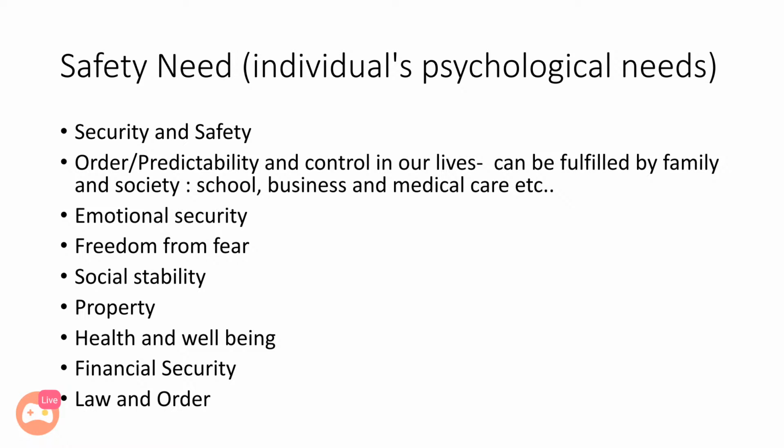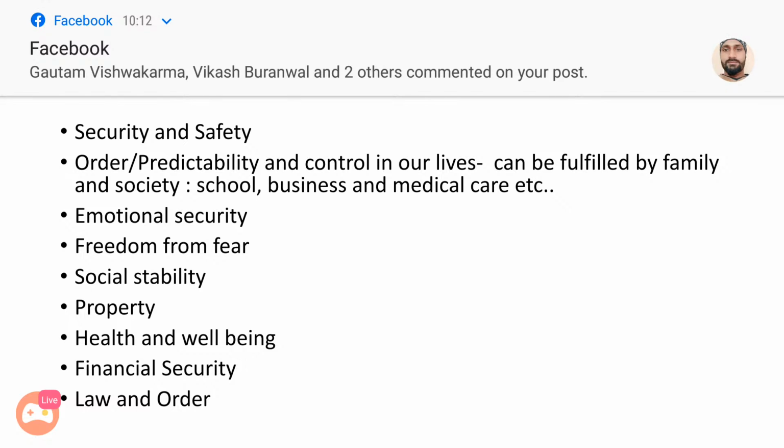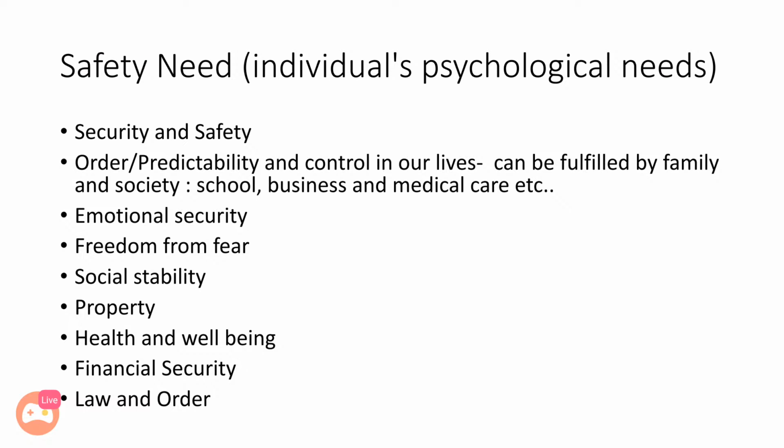And order and predictability, this is important. And control in our lives. We should have some order in our life, predictability, like if we are doing something, there is a sure shot outcome that is going to come, right? And control in our lives. So in the previous session we have learned that when there is no control in our personal life, we start moving towards stress, okay.